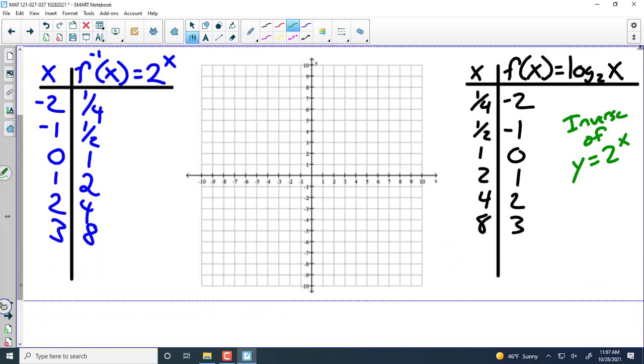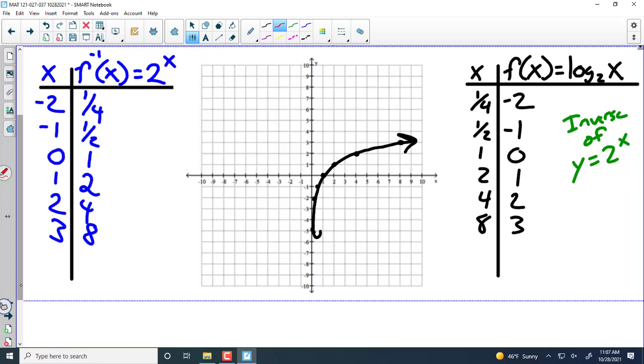So let's see what we got here. 1/4, -2. I know it gets a little bit tight down here with the fractions, everyone. And the reason it gets kind of bad down there with the fractions is because we have an asymptote, so everything gets very, very close together. But if I plot my points, I'll get the logarithmic graph, and now it looks familiar to me. I remember what it looked like.